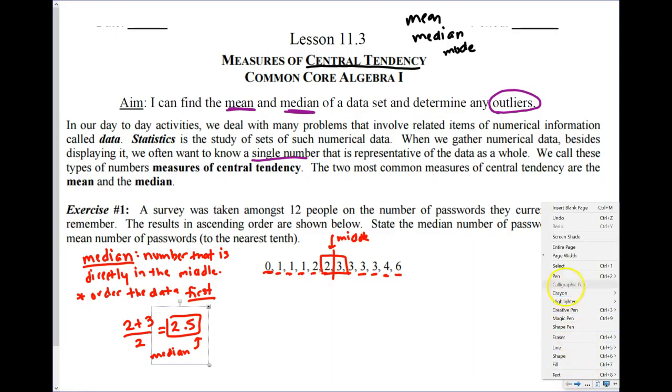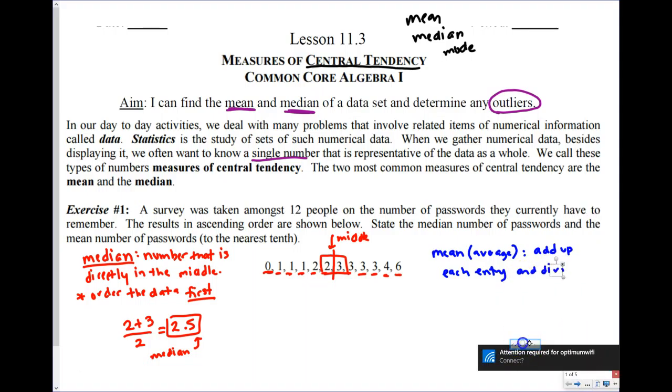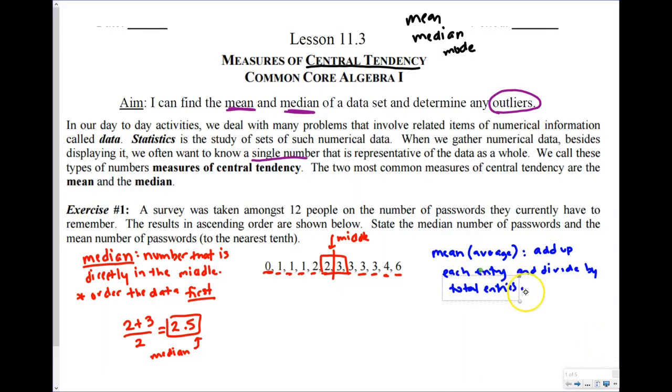The other measure of central tendency we're going to talk about is the mean. The mean is, in other words, you call it the average of all the data. So to find the mean, you add up all the data, add up each point, each entry, and then divide by the total entries. Okay, so we're going to add them all up.